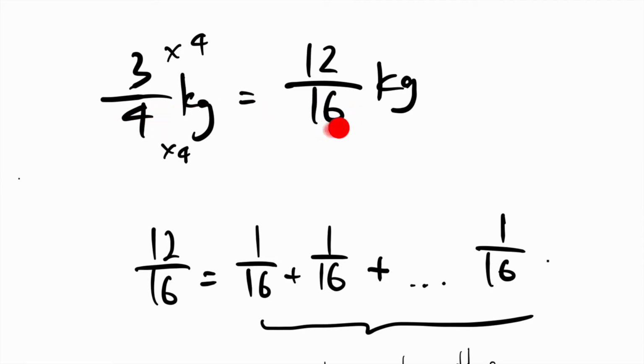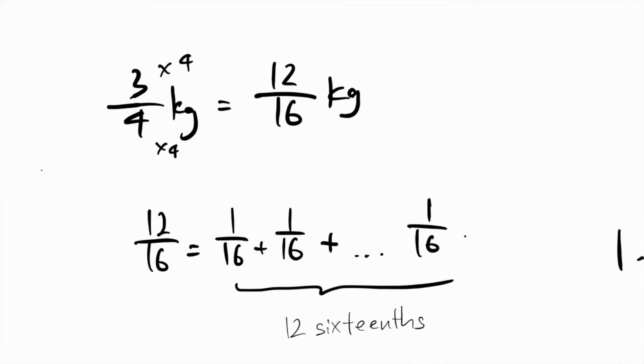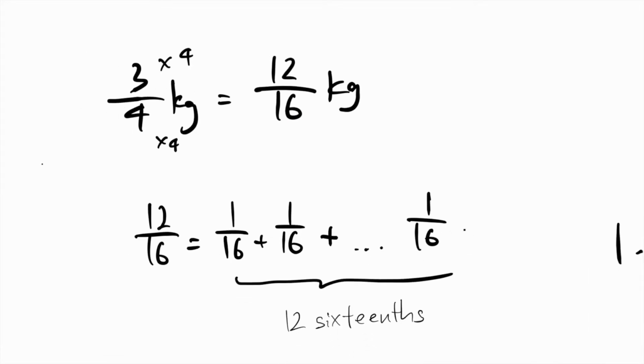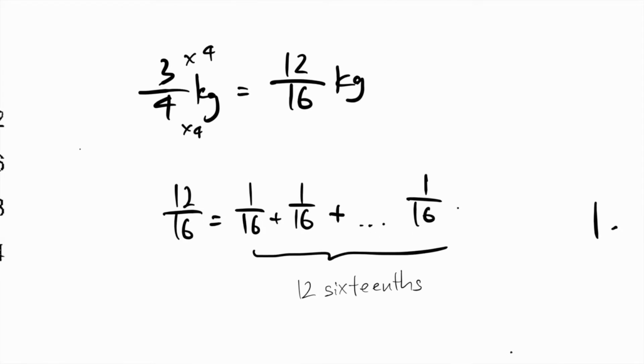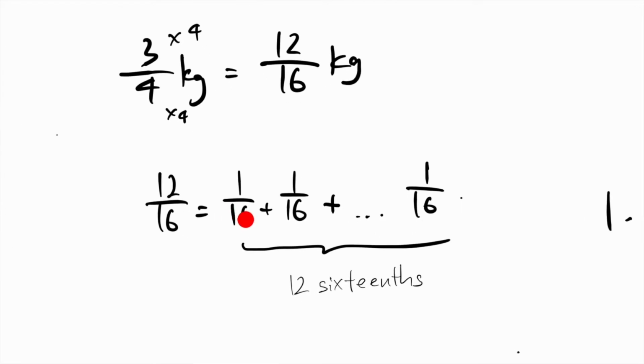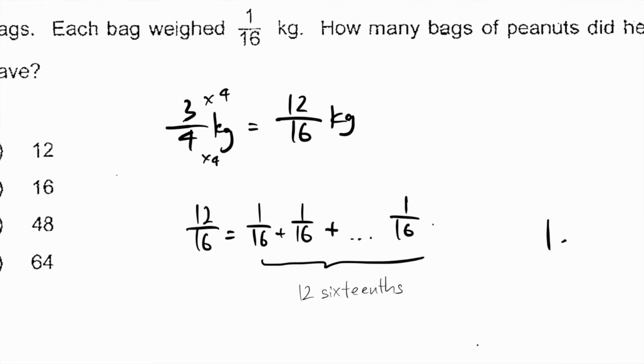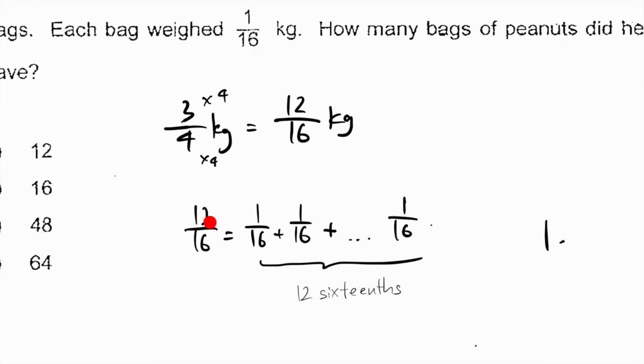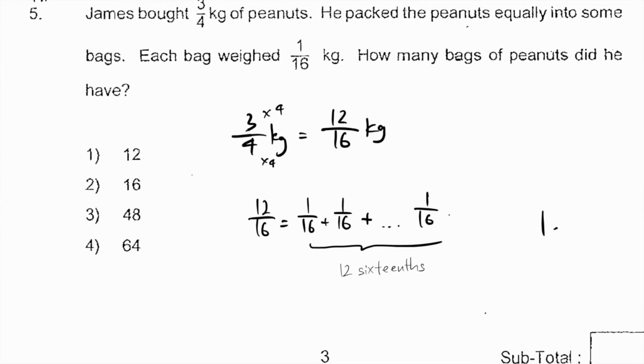Now, why is that a good thing that the denominator is 16? Well, because 12/16 basically means 1/16, 1/16, 1/16, 1/16, 1/16, 12 times. Well, the question is how many 1/16s are there in 12/16? The answer is 12. Because 12/16 basically means 12 sixteenths. And that means we have 12 bags.